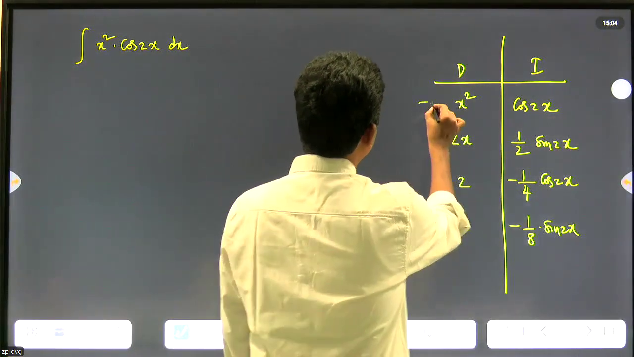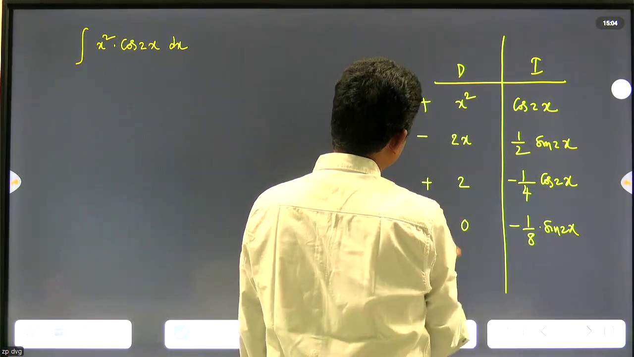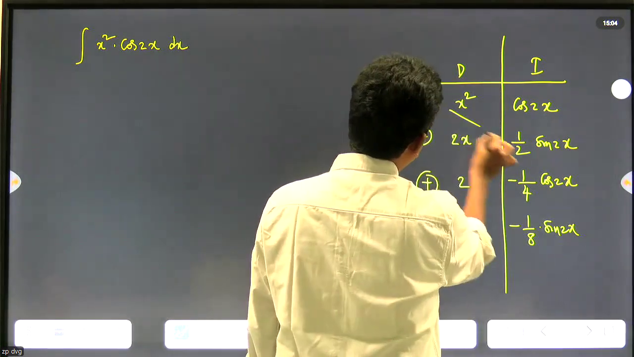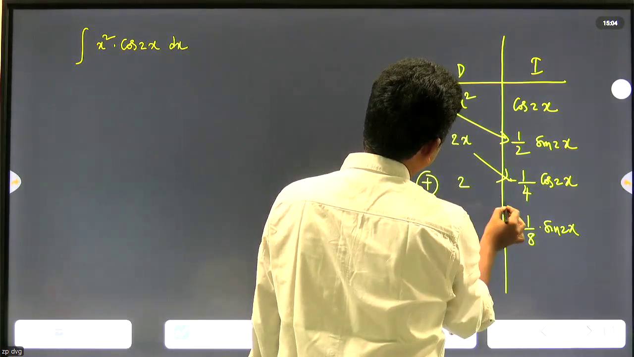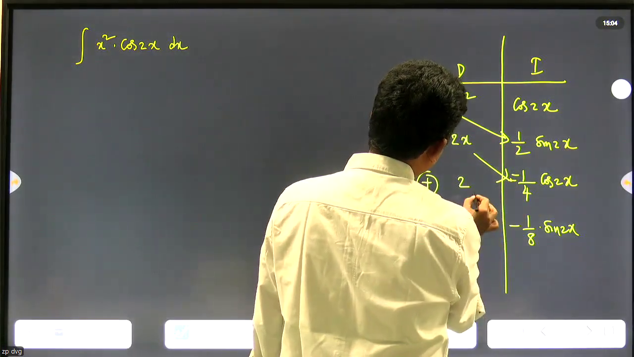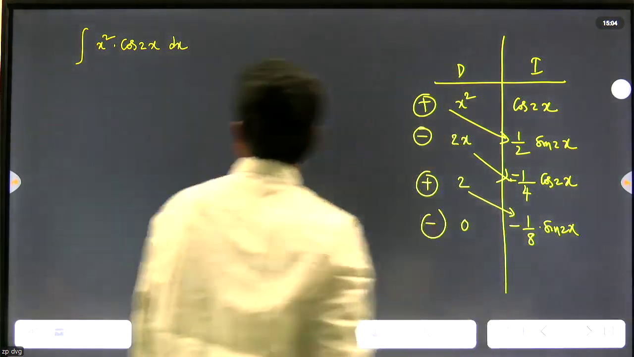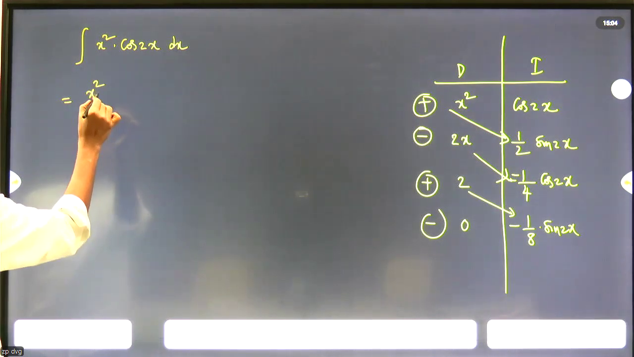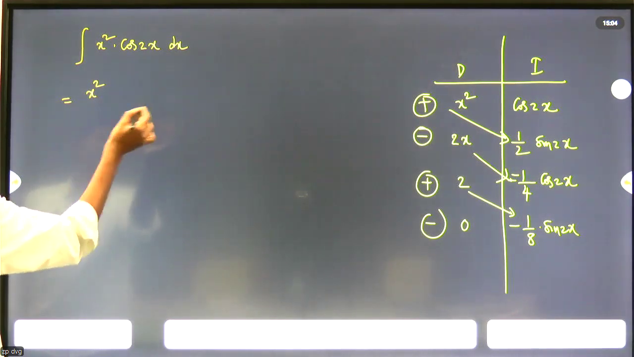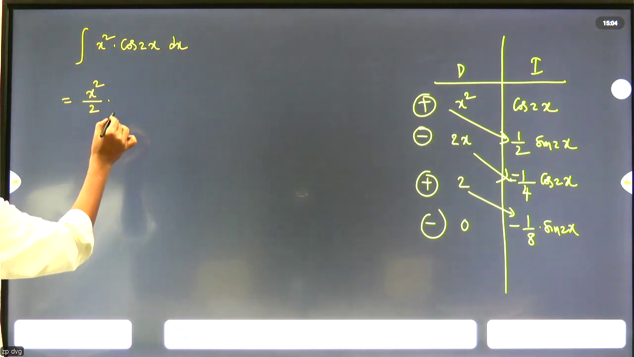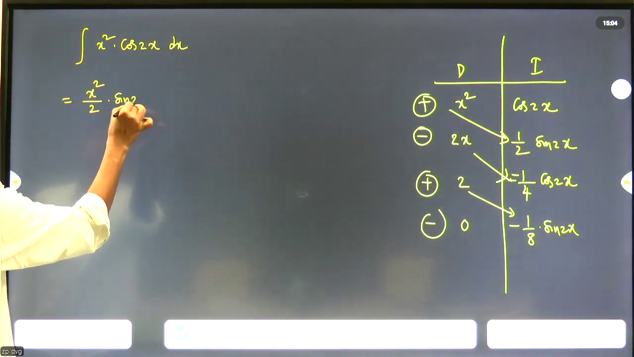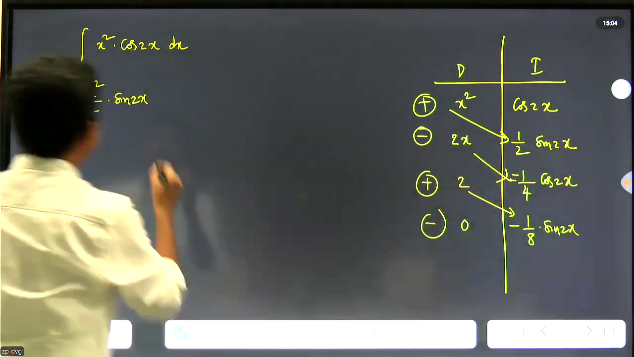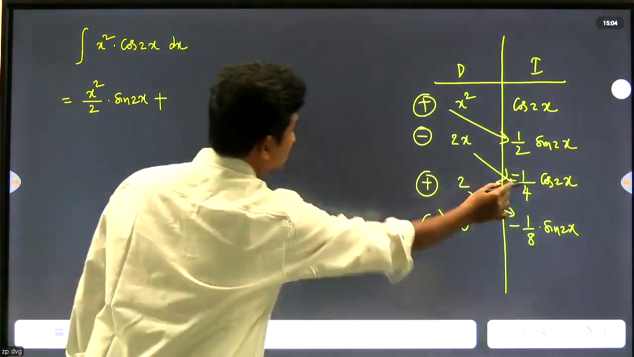So here the symbols alternate: plus, minus, plus, minus. Okay. Now what will you do? You multiply. Minus is there, right? Multiply. What will you get? Check it. The answer is x square into 1 by 2 into sine 2x. Now when multiplying here, minus of minus is plus.